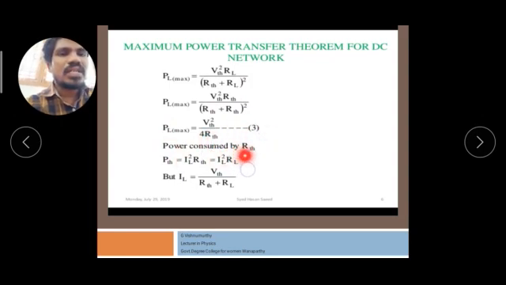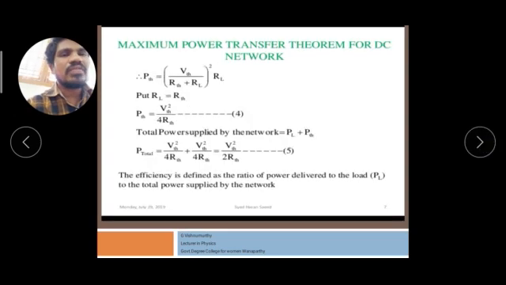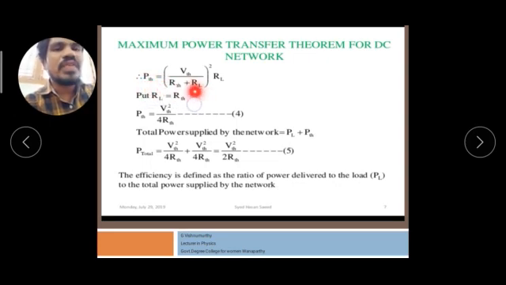So power consumed by RTH, that is PTH, is equal to I square L RTH. But IL is equal to VTH by RTH plus RL. Then we will substitute that equation. Therefore PTH, that is the Thevenin power, is equal to VTH by RTH plus RL whole square into RL. Put RL equal to RTH, then PTH is equal to V square TH by RTH.